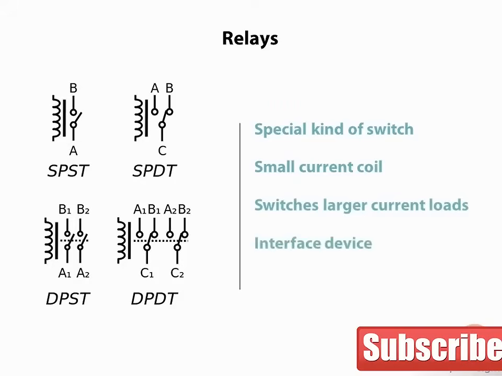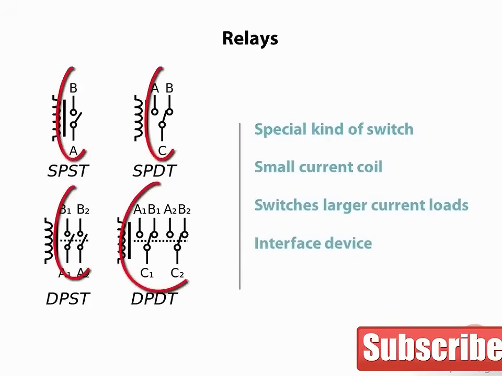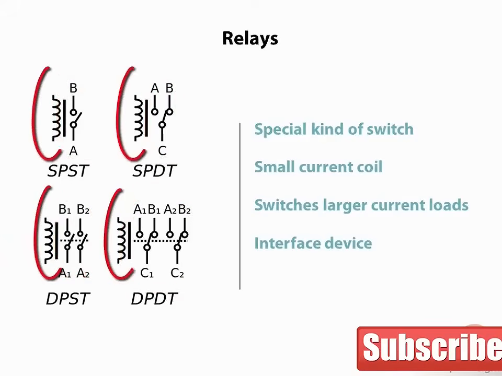The relay is most often an interface device. We can use our small current electronic circuits to switch larger current real-world devices. Here are some schematic diagrams of some electromechanical relays. Note that the switch portions look exactly like our normal switch configurations, only the switches are actuated by the coil.